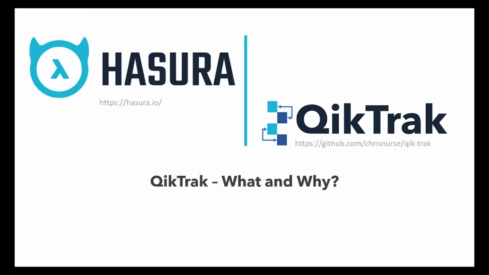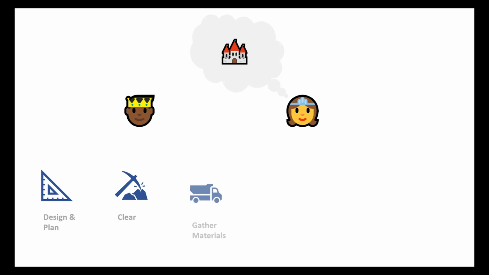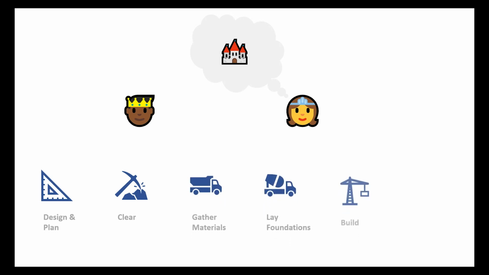So what is QuickTrack, and why should you even care that it exists? To answer that question, I need to tell you a very quick story. Once upon a time, there's a handsome prince, and he has a princess that wants him to build a castle. So he needs some kind of design, he needs to clear some space, gather all the materials together, and then get the foundations laid down, build the thing, and then ultimately one day the project is going to be done.